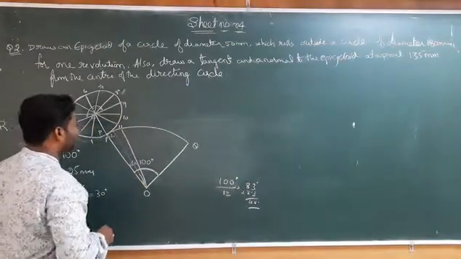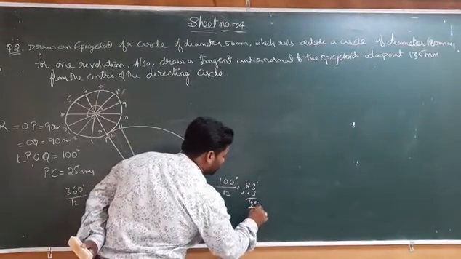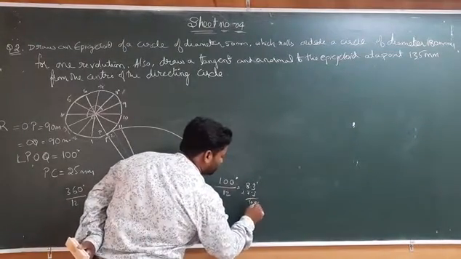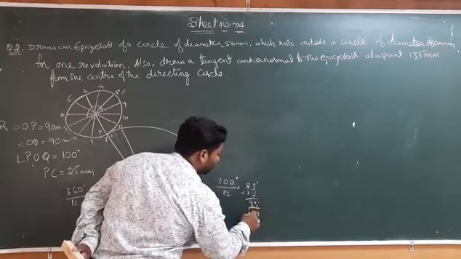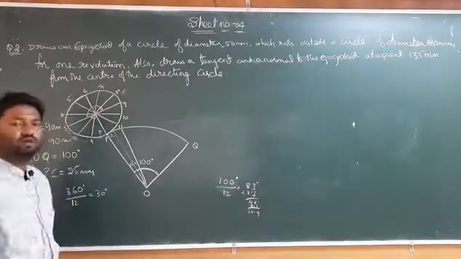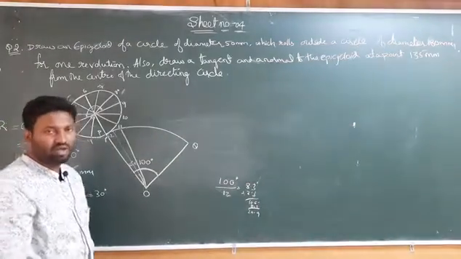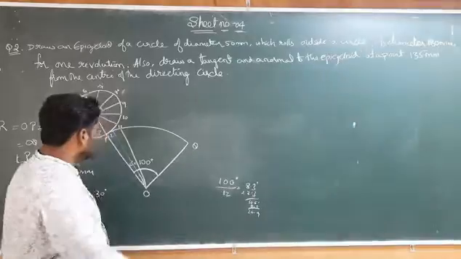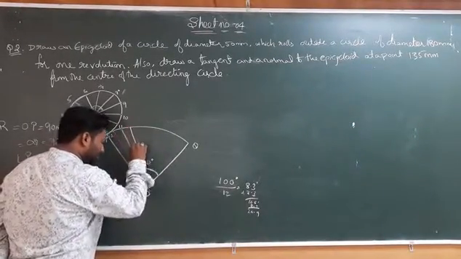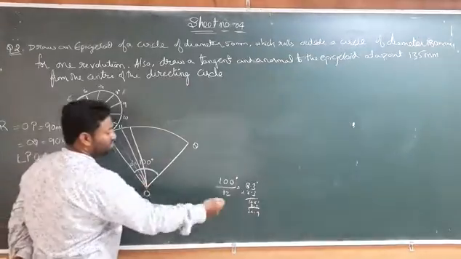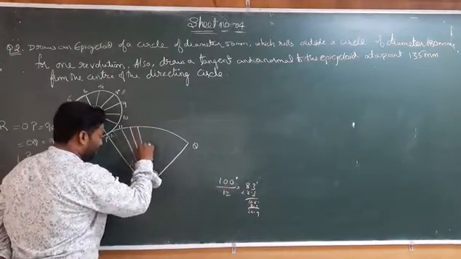Now for the third division, again we have to go for 8.3. That's nothing but 24.9. So we can take approximately 25 degree, or we can take exactly 24.9. So our third division will be exactly here at this point. Like this, add continuously 8.3 degree and you will get exactly the same point.